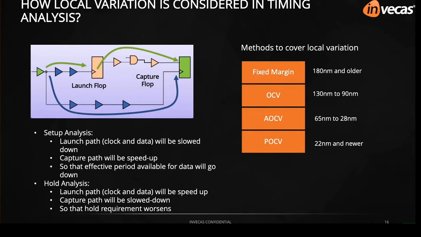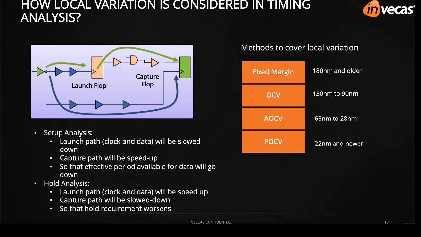As said before, there are several methods evolved over the period of time. You can see the same in the slide. In the older technologies, that is 180 nanometer and above, a fixed margin is used as uncertainty for the design timing closure, which is very pessimistic, which results in unnecessary increase in the area overhead, and also it's very difficult to fix all the timing violations. To reduce the pessimism, other methodologies evolved which are known as OCV, AOCV, POCV, and the latest one is LVF.